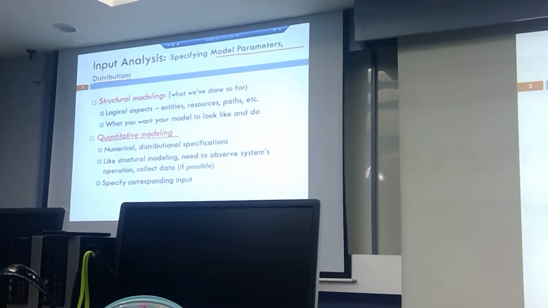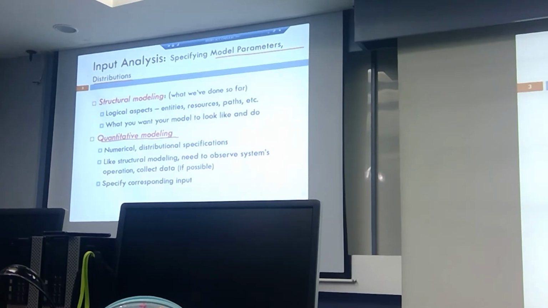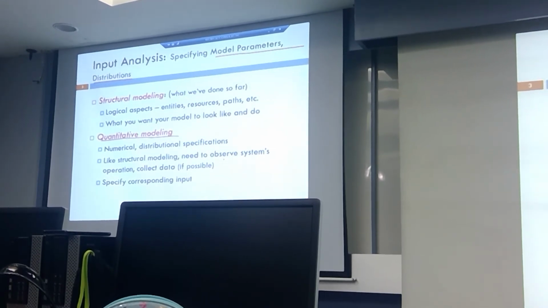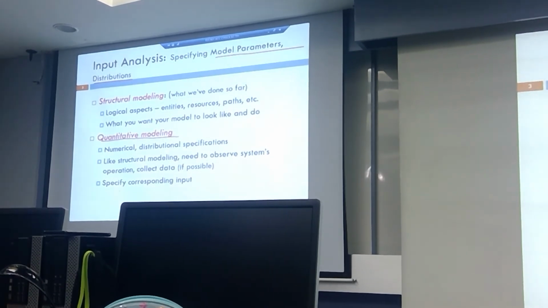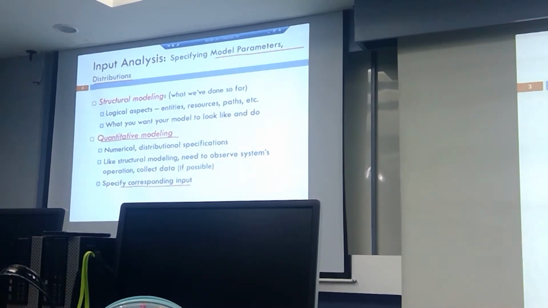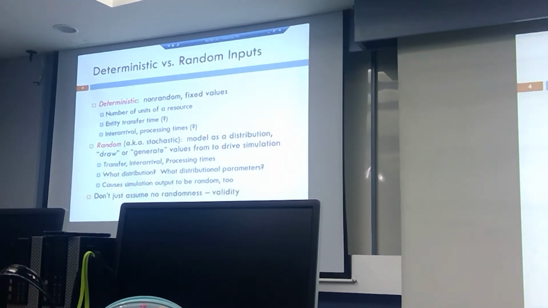You specify the numbers, specify the distribution. To be able to do that, you have to observe the system and collect the data, and then convert that to the corresponding input, which is the distribution to put in the model. So today we'll focus on that. For the input, just keep in mind that in the model there are usually two types of input: deterministic and random.